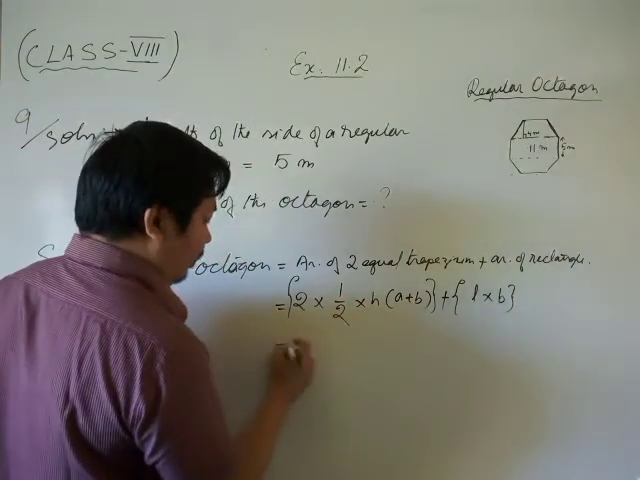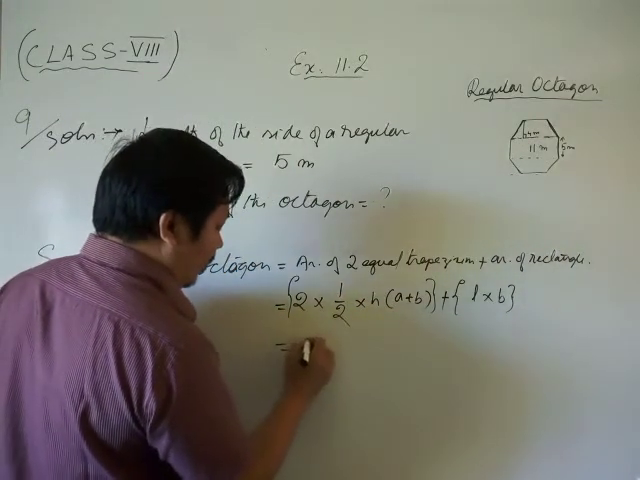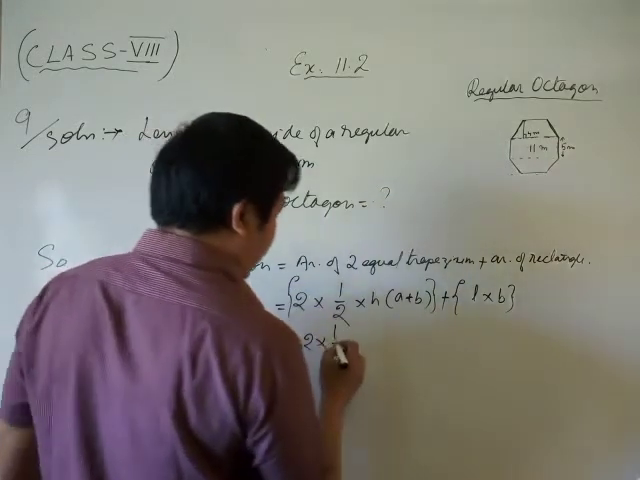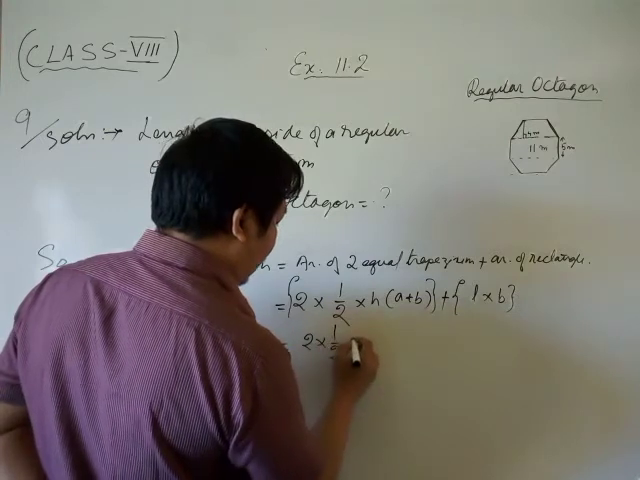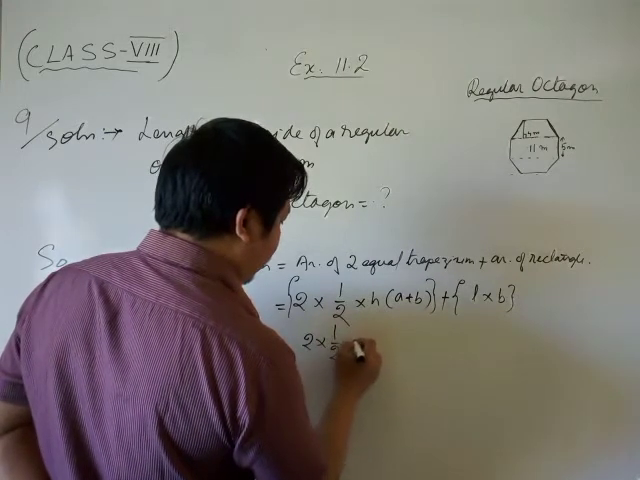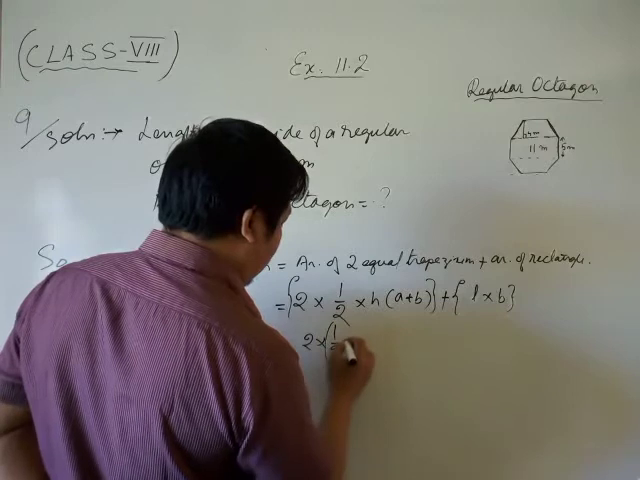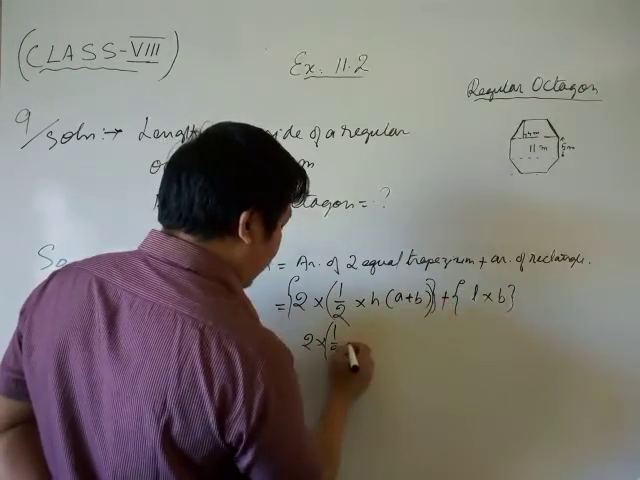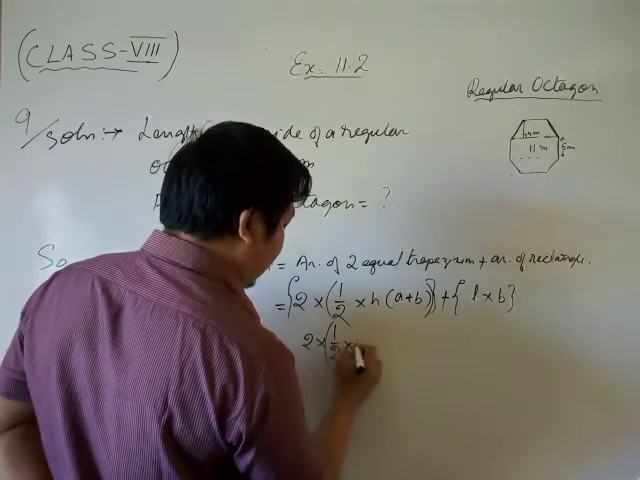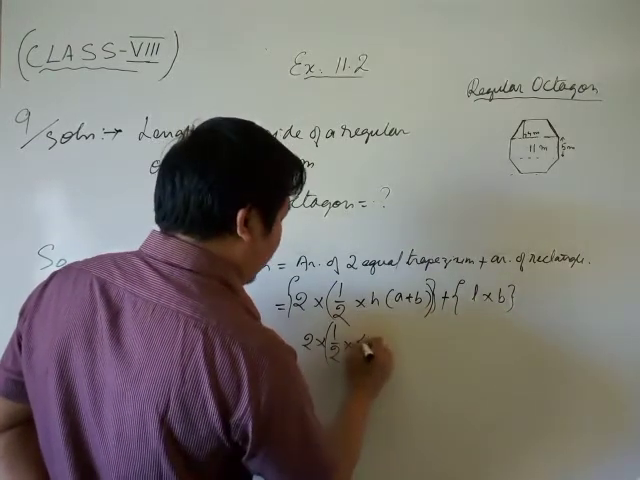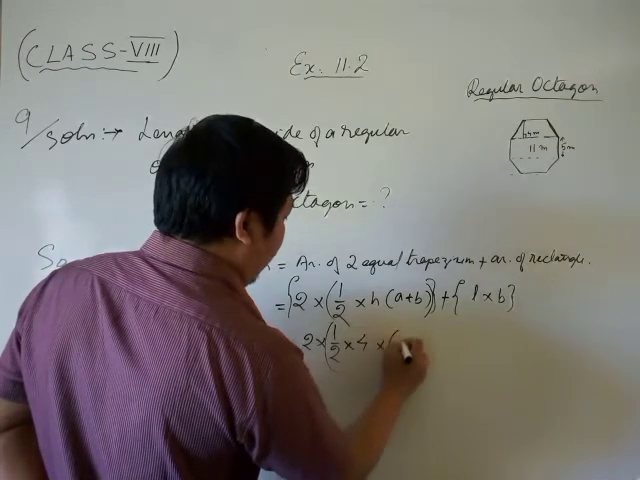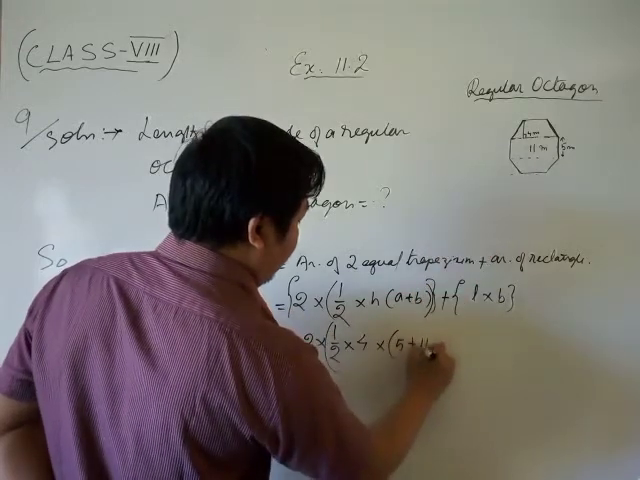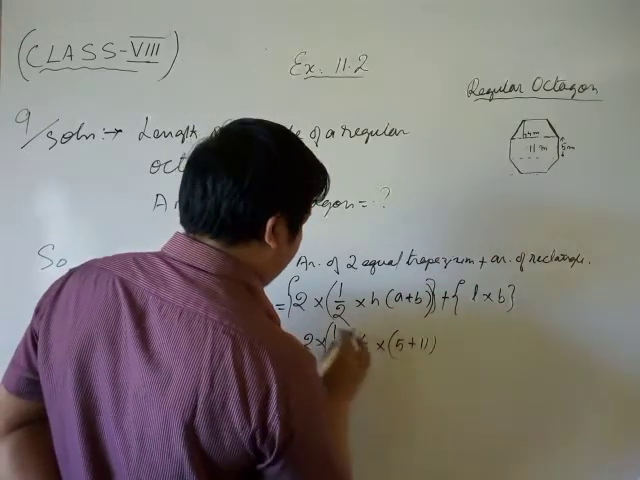Just try to put the value: 2 into 1 by 2. Let us put this in the bracket. Then into height, and how much will that be? 4 meter. Into (a plus b). A how much? A will be 5. B how much? B is 11, isn't it? Yes, B is 11.